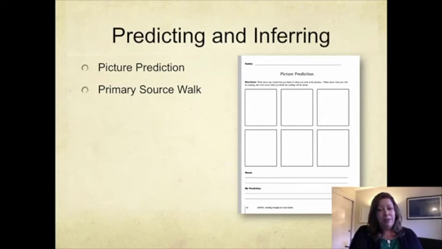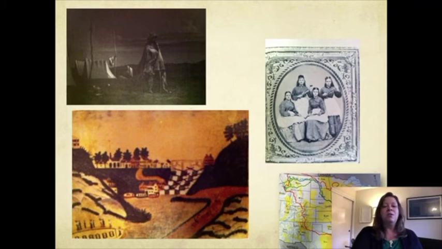Another example of this is if you have a text or a series of texts that you're using, you can actually do a primary source walk through that text, specifically looking just at the images in the text or any primary sources that they have in the text for students to look at. The document you see on the screen is an example of a picture prediction where students actually write down words or pictures of what they think those pictures may mean in terms of what they're studying. An example is on the next slide.